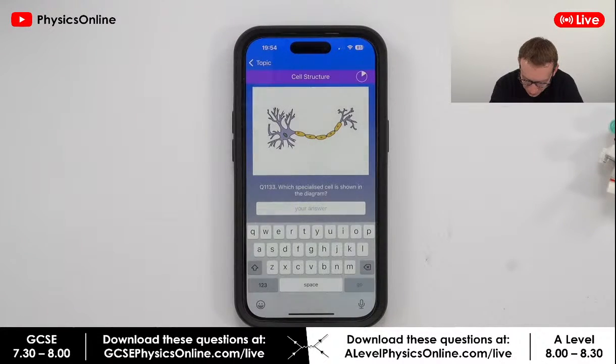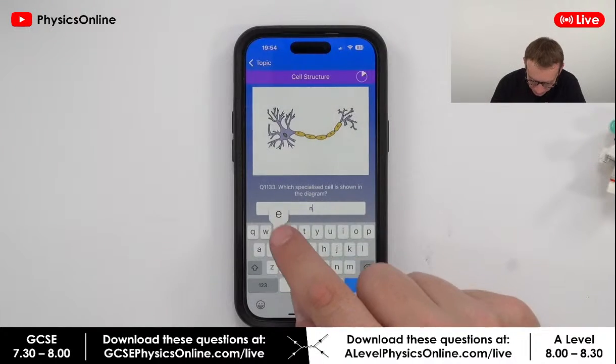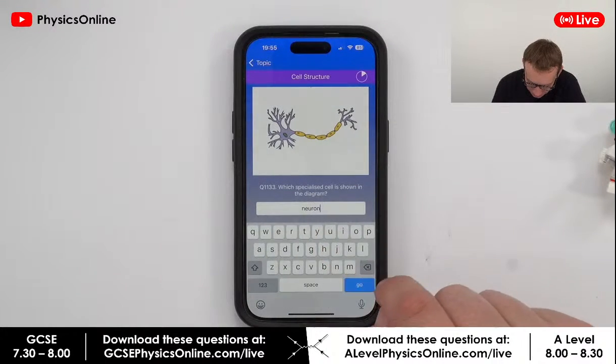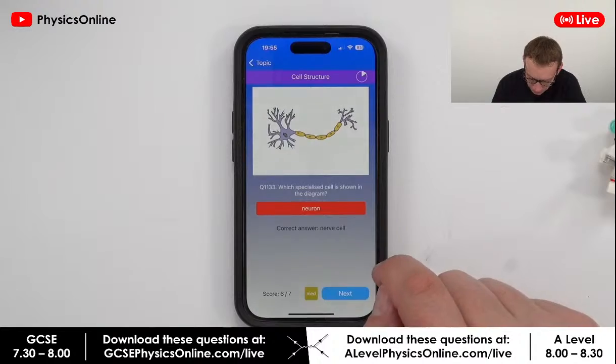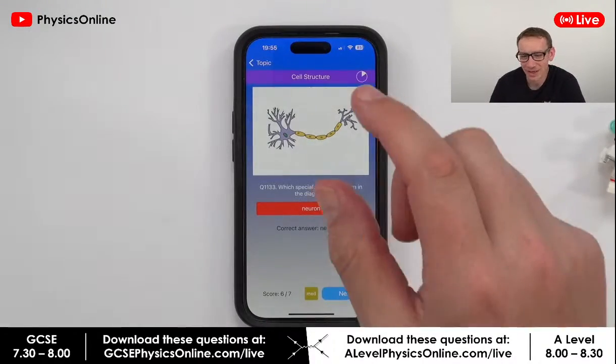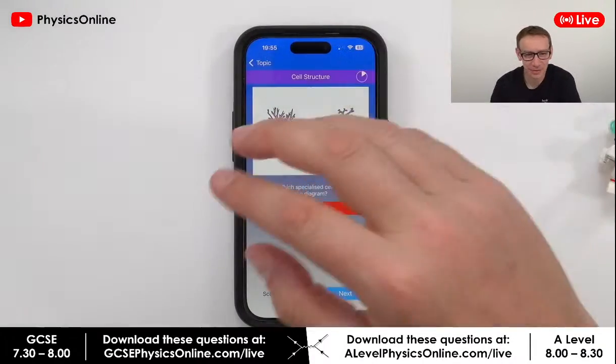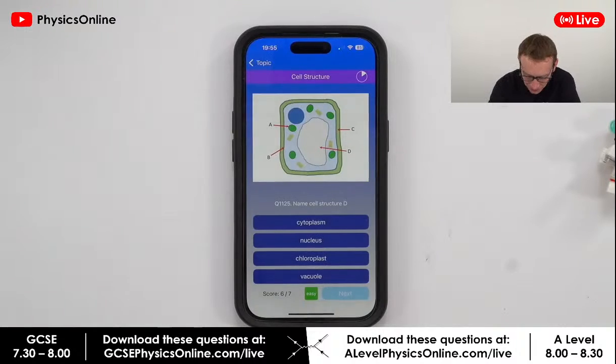Right. Which specialised cell is shown in the diagram? Okay, is that a nerve cell? Is that like your nerves, is it? Eukaryotic. James Stevens says, thank you very much. Nerve cell, neuron, says Bramble, Evil, Clamour. Okay, I'm going to go for neuron. Oh, nerves. Oh, what did I say neuron for? Yeah, it's a nerve cell. That's what the answer is for this particular question.